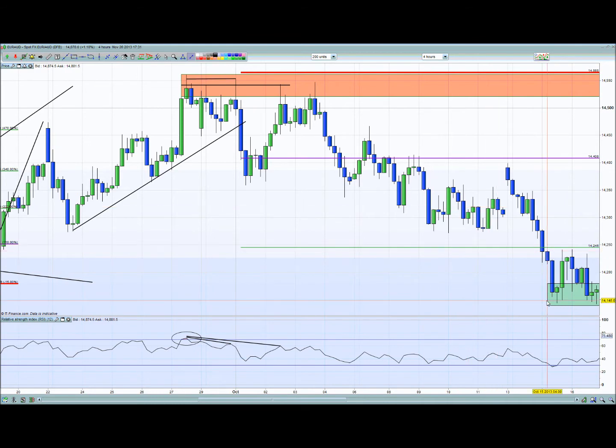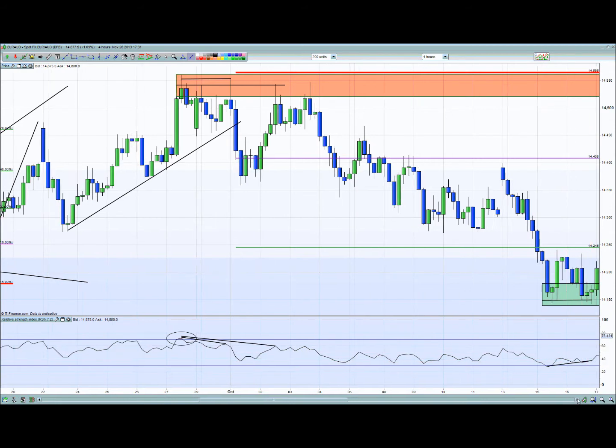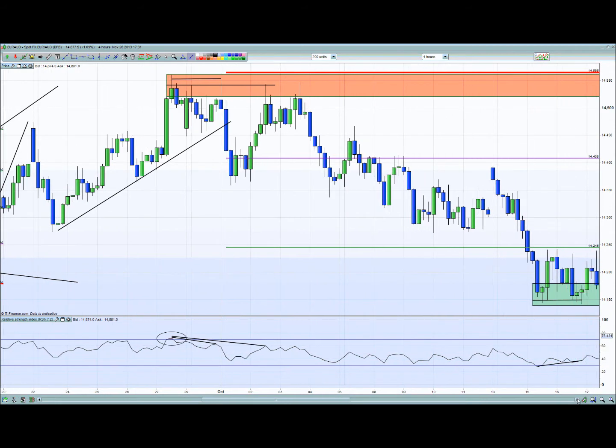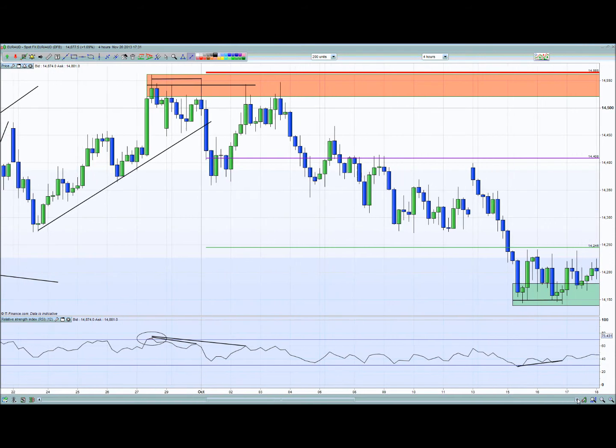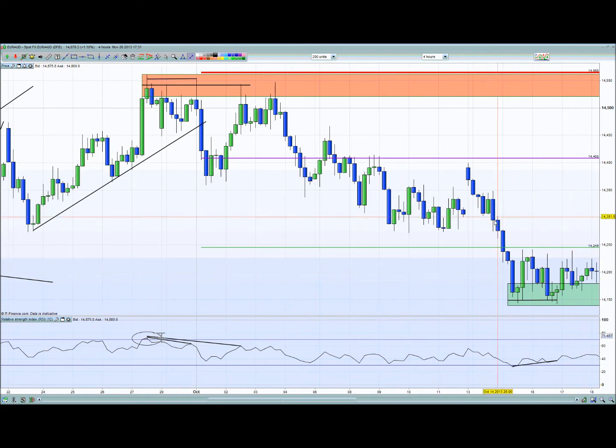So price, again, we've got the price at the same level, 14,150. She seems to be resisting, but the RSI is a higher high. Okay, so consolidation. Now this is ready for a bullish breakout.